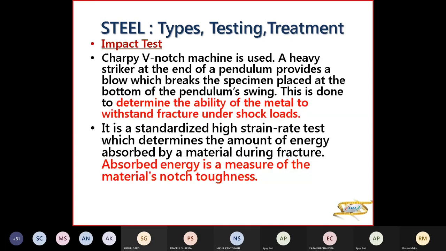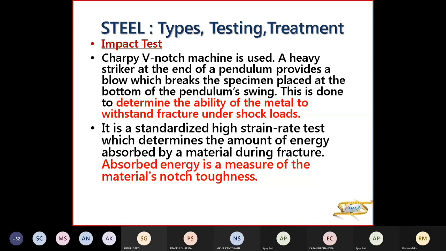Now, Charpy V notch is called that because Charpy made this test, and you're making a V notch on the other side. A heavy striker at the end of the pendulum provides a blow because of the potential energy. It breaks the specimen piece. If it doesn't break, then the crack will occur and the crack is going to widen. So this is done to determine the ability of the metal to withstand fracture under shock load.